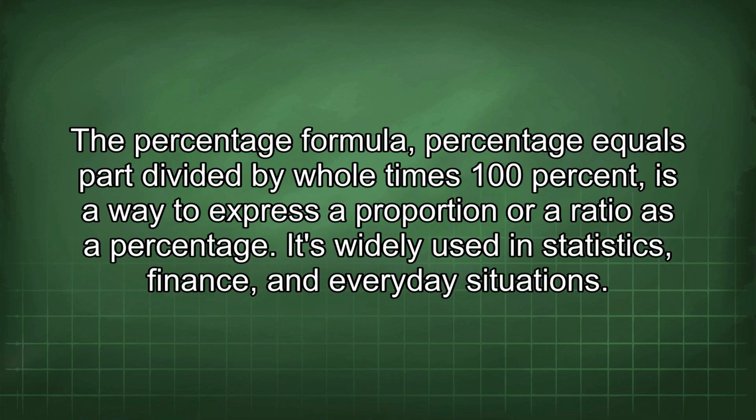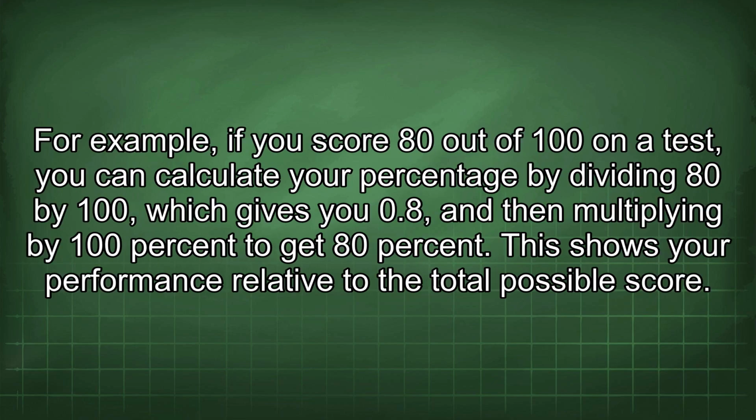The percentage formula, percentage equals part divided by whole times 100%, is a way to express a proportion or a ratio as a percentage. It's widely used in statistics, finance, and everyday situations. For example, if you score 80 out of 100 on a test, you can calculate your percentage by dividing 80 by 100, which gives you 0.8, and then multiplying by 100% to get 80%. This shows your performance relative to the total possible score.